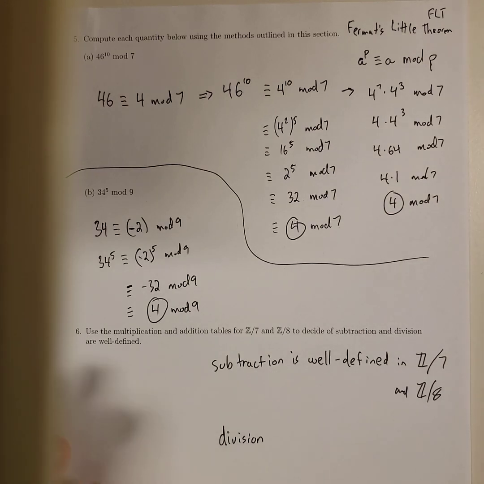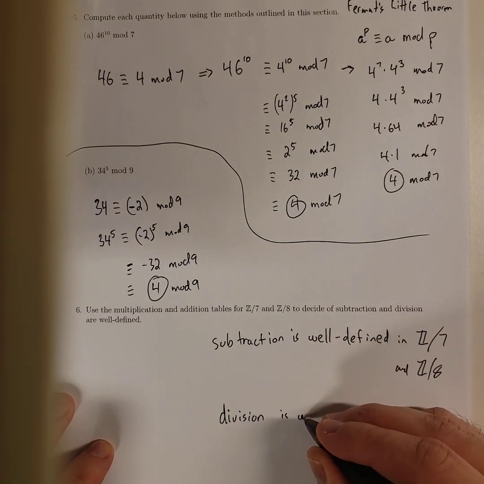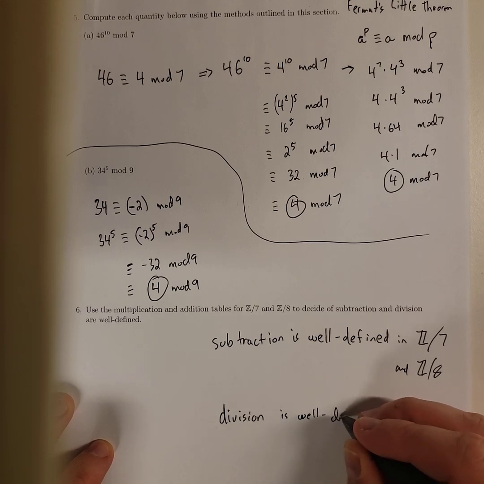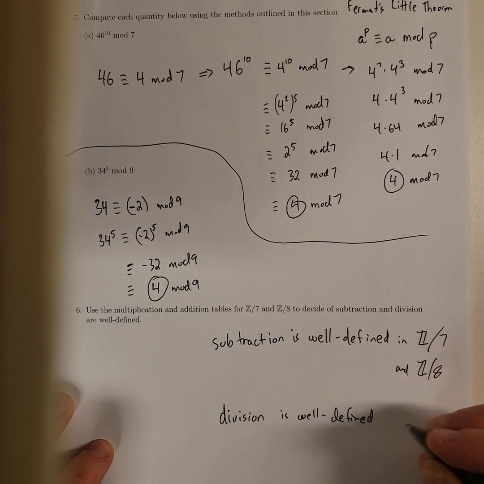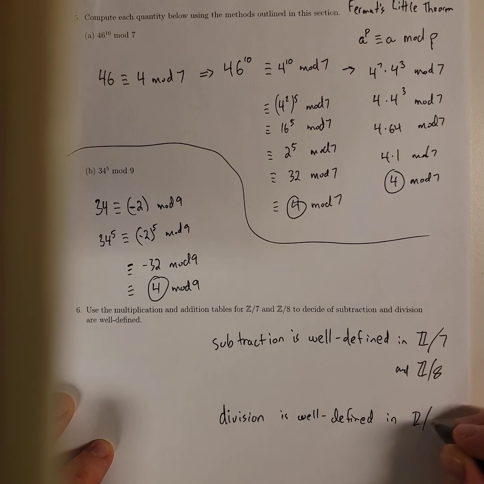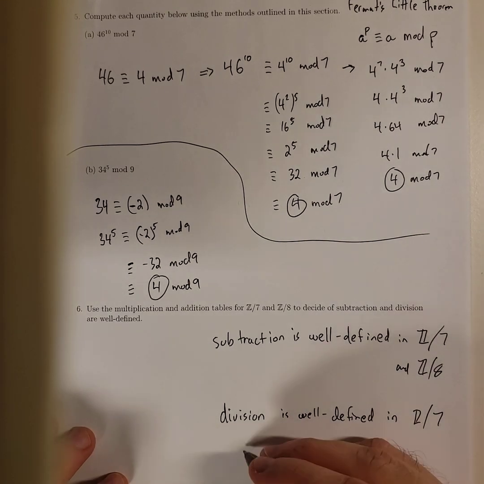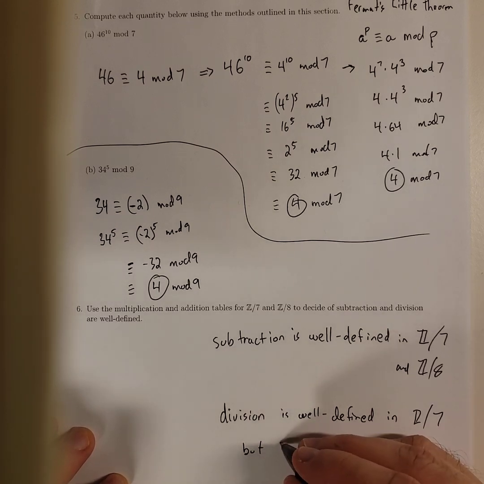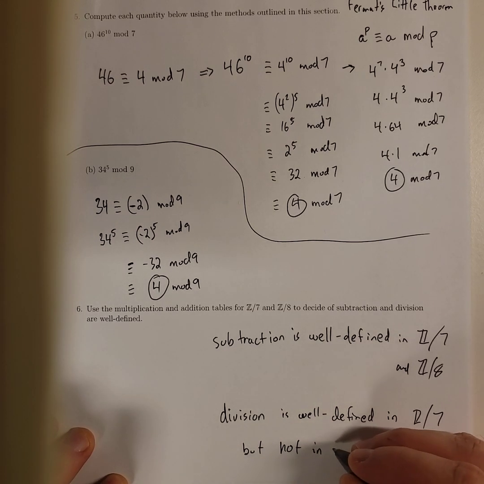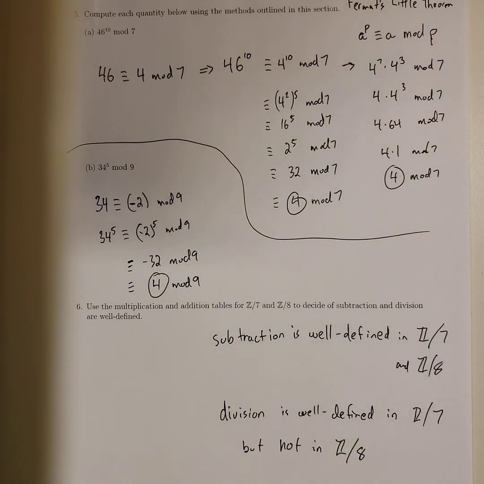So division is well defined in Z7, and really in any prime modulus, but not in Z8. And in particular, it wouldn't be defined in any composite modulus. Okay, that's it for this chapter. So next video we'll be starting into chapter 8.